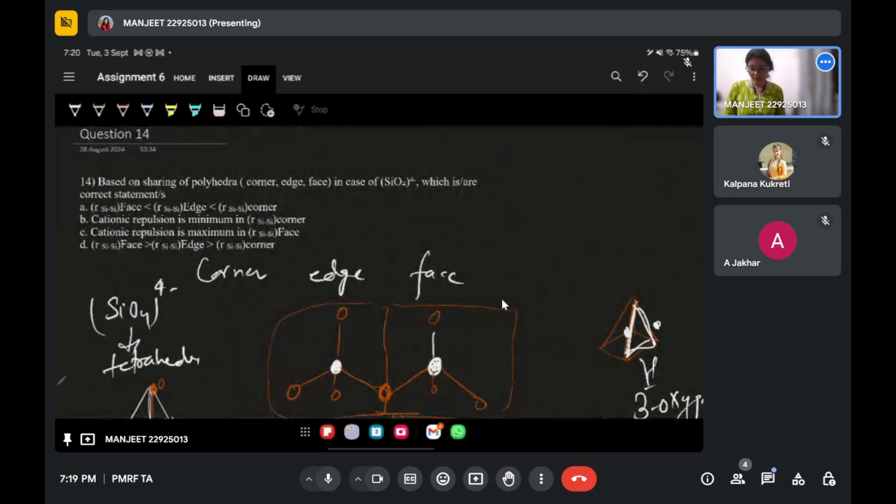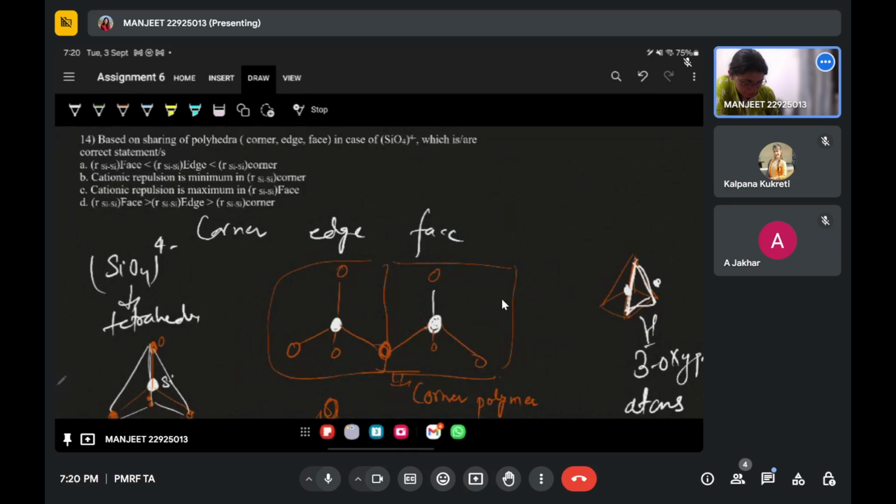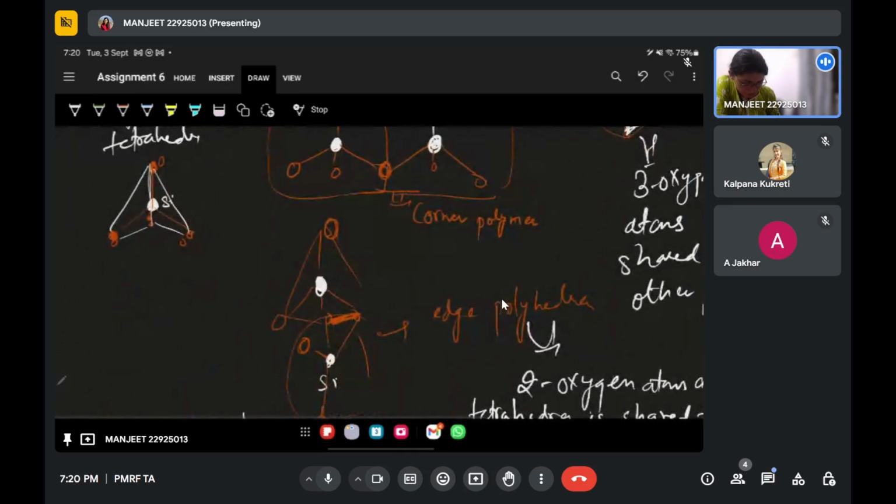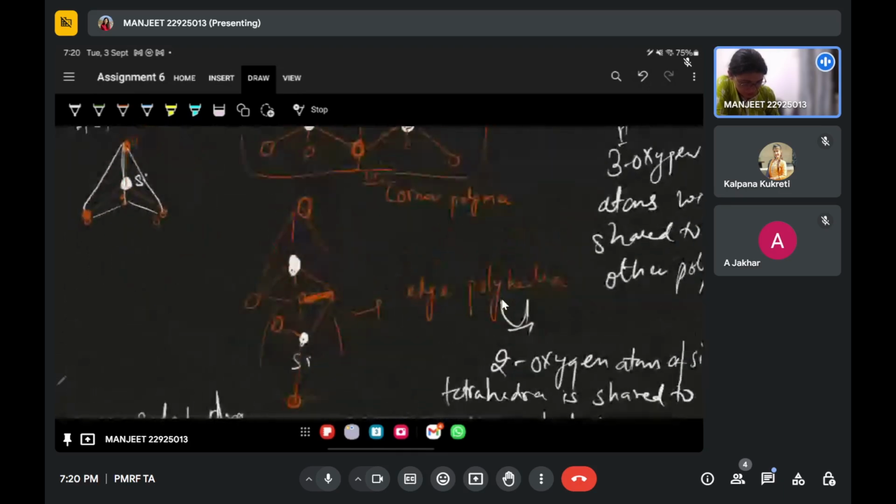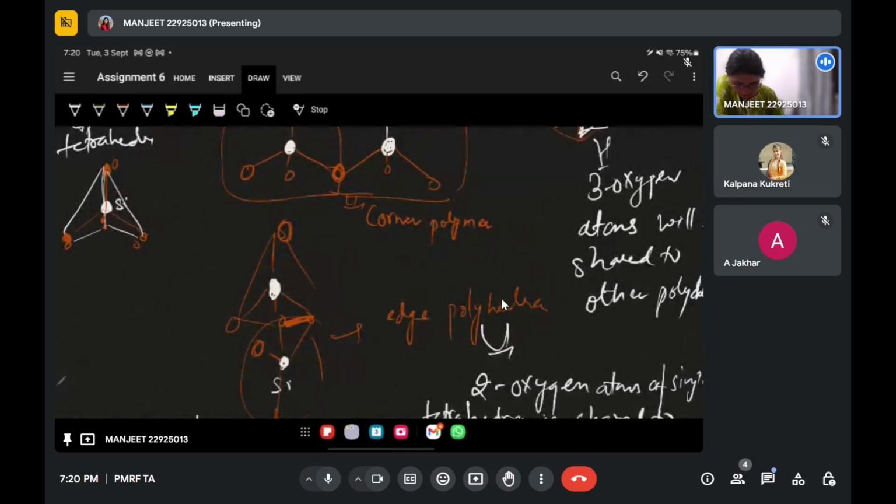So in the given option, it is said that in the face case, the distance between the silicon and silicon, this silicon and this silicon, if this is the face one, and another face is shared, then this will be the other one, somewhere like this way.